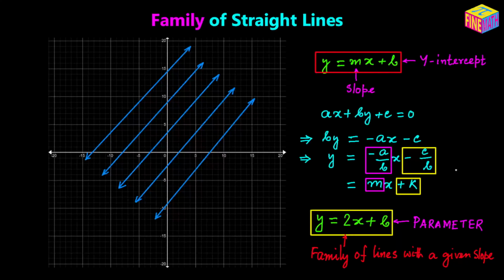And that was the first form that we wanted to discuss in our video. So the family of lines with a given slope, that means a family of parallel lines, can be represented by an equation like this: y equals some known slope times x plus some unknown b, which is the unknown y-intercept. Next, we are going to take a look at another family of straight lines.